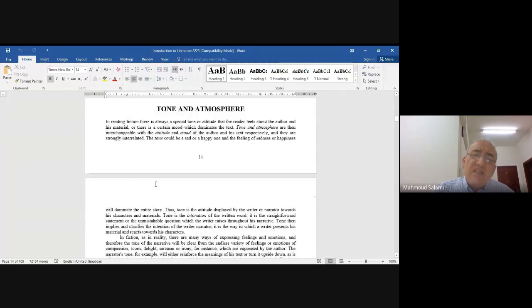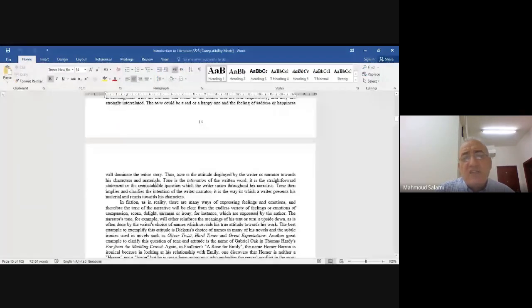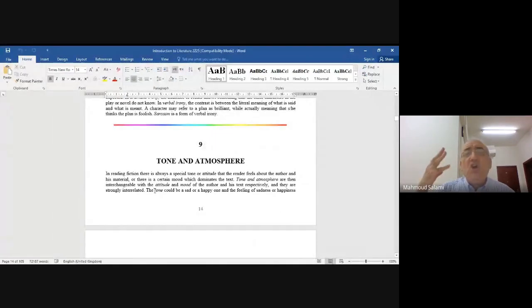Now, the last section, again, is quite short and really simple, which is the tone. I think it's clear. The tone and atmosphere, that is, in any short story, you have a certain tone. As I said, a certain tone, and I think I said that many times before. Is it a story of death? Is it a story of comedy? Is it simple? Is it complicated? Is it ironical? And so on.